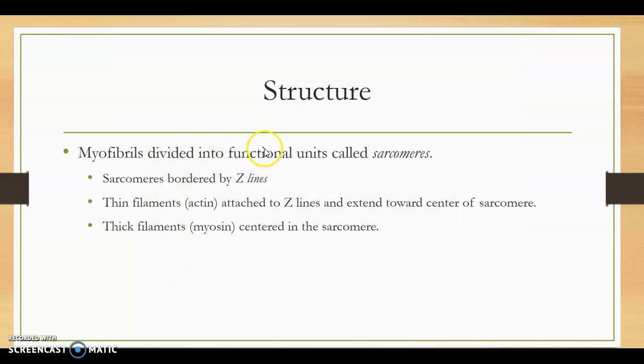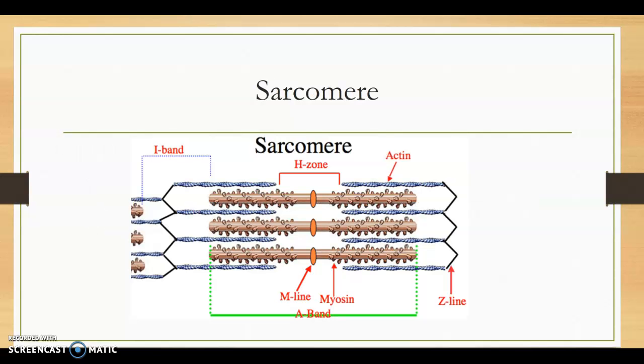Okay, myofibrils are divided into functional units called sarcomeres. They're bordered by the Z lines, and like we said, the thin filaments are actin. They're attached to the Z lines and they extend toward the center, where the thick filaments, myosin, are in the center. Okay, so this is one sarcomere. We have our Z lines here, which look like a little Z. You see the thick filaments. We have the myosin in the middle, and then the actin is attached to the Z lines. And what happens here is the actin on both sides comes closer to the middle, in the H zone, when we see a contraction.